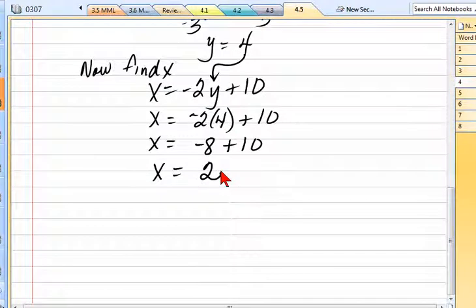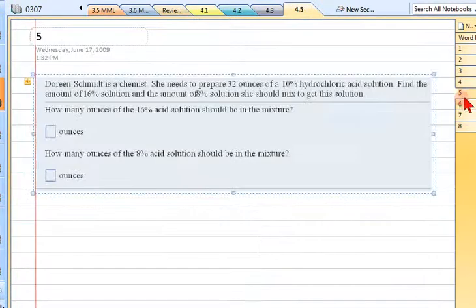We definitely am going to have to get to number 5, and I'm not even sure how our time is going. Okay. All right, number 5.